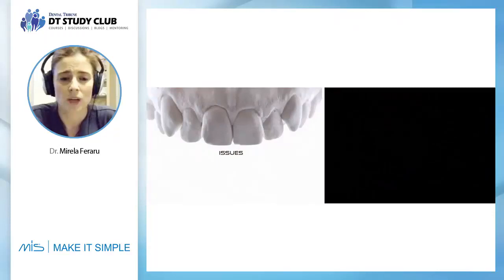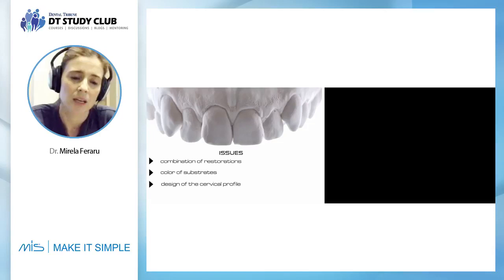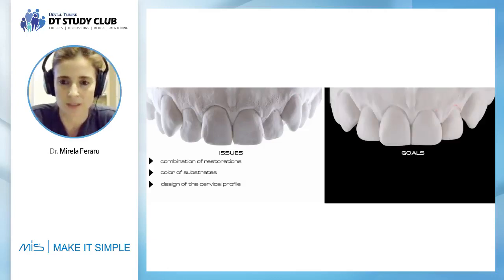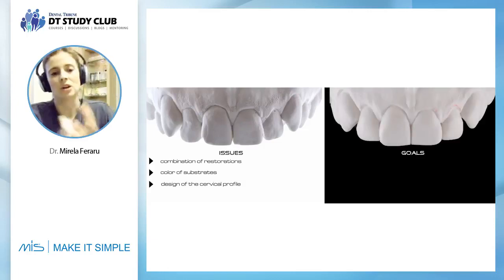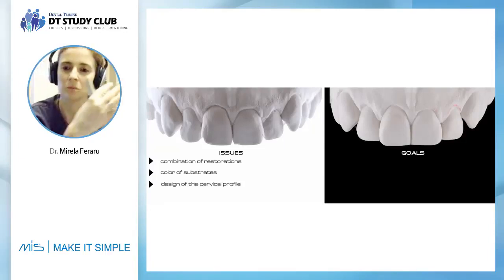So we always try to understand what the issues are that we are dealing with. So we see that we have a combination of restorations that might impose a problem. We have the color of the substrate, that will be for sure, and then how to design the cervical profile of the future restorations in order to try to balance and compensate the discrepancy present. And then according to our issues, we also should set up our goals, meaning what we would like to achieve.